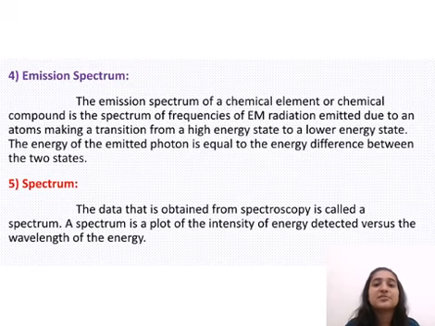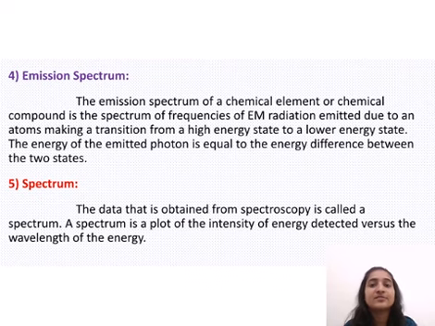Then emission spectrum. The emission spectrum of a chemical element or chemical compound is the spectrum of frequencies of electromagnetic radiation emitted due to an atom making a transition from a high energy state to a lower energy state. The energy of the emitted photon is equal to the energy difference between the two states, that is ground state energy and excited state energy.